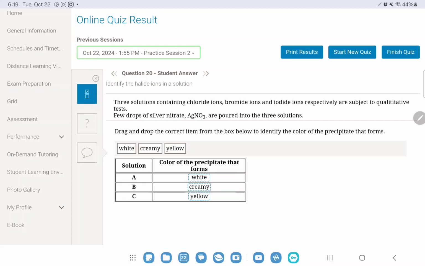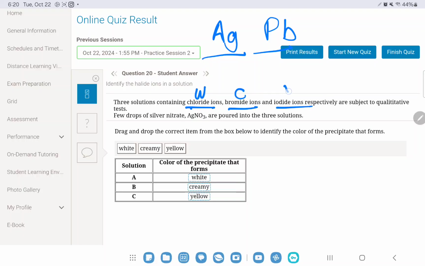Halide ions in solutions. So these are 3 and it's always gonna be 3. In Pb or in Ag, they're the same colors. In Ag and Pb, chloride is always gonna be white. Bromide is always gonna be cream. Iodide is always gonna be yellow. So just know it. White, creamy, yellow. Whenever you see Ag, Pb, chloride, bromide, iodide, white, creamy, yellow. Always. Now let's move on.